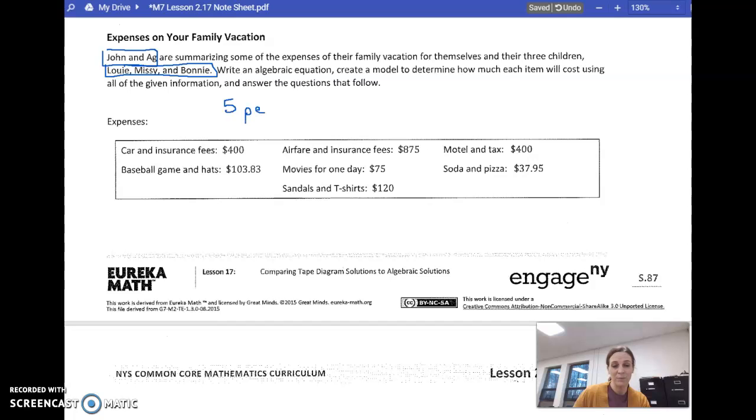5 people. So we're going to be dealing with the fact that 5 people go on vacation. And it tells us how much the car insurance cost, went to a baseball game, airfare, movies, sandals and t-shirts, hotel and tax, and soda pizza. So we're going to refer back to this. So if you're doing one of the problems and you're like, ooh, where did Mrs. Messing get that information from? It's probably from this chart.